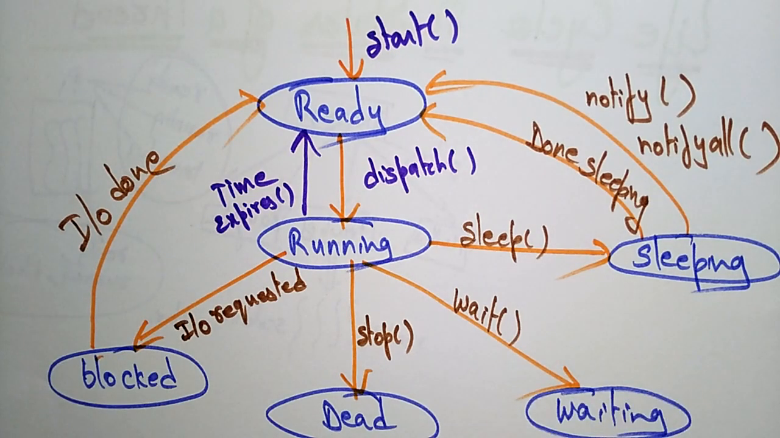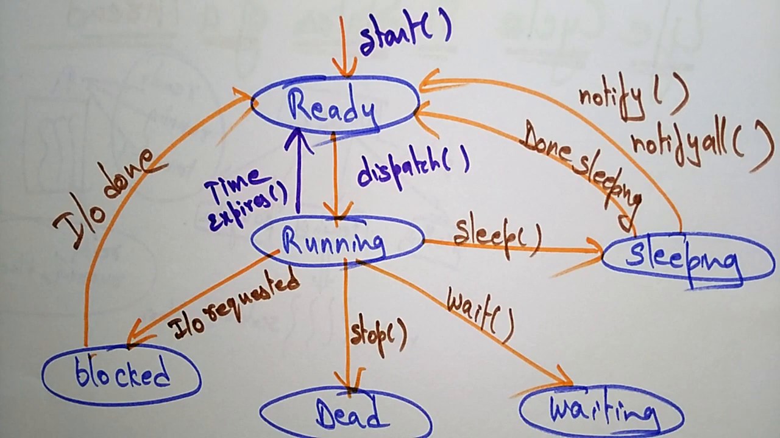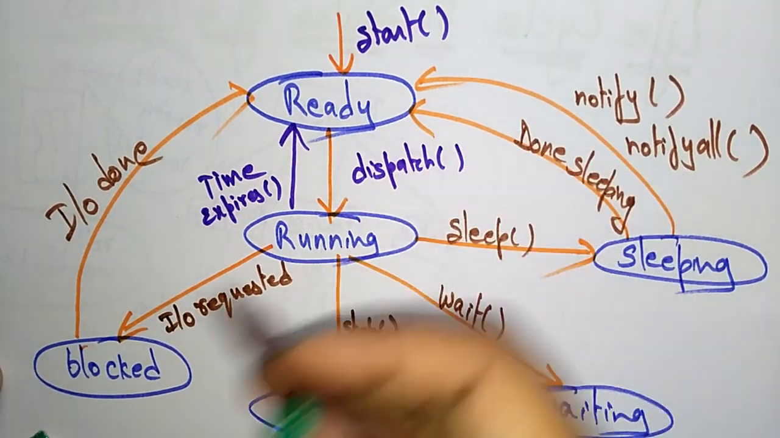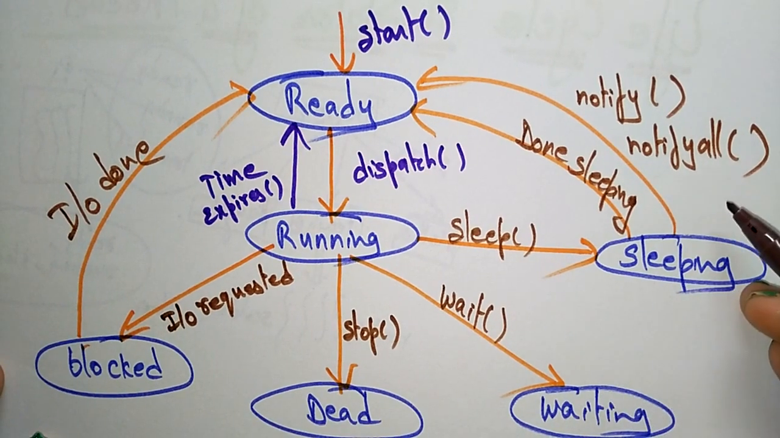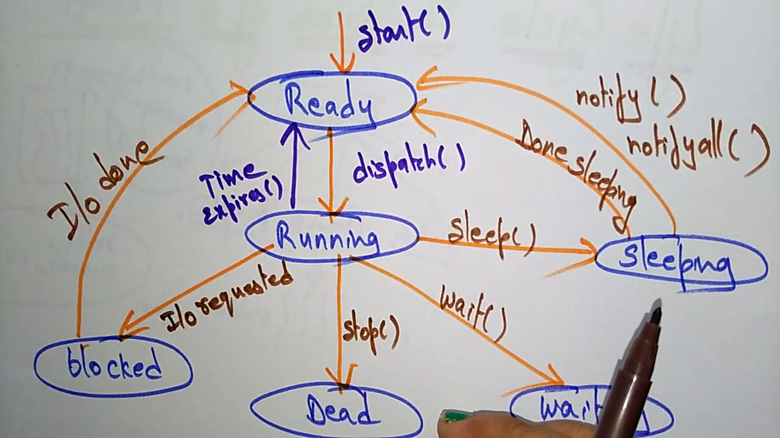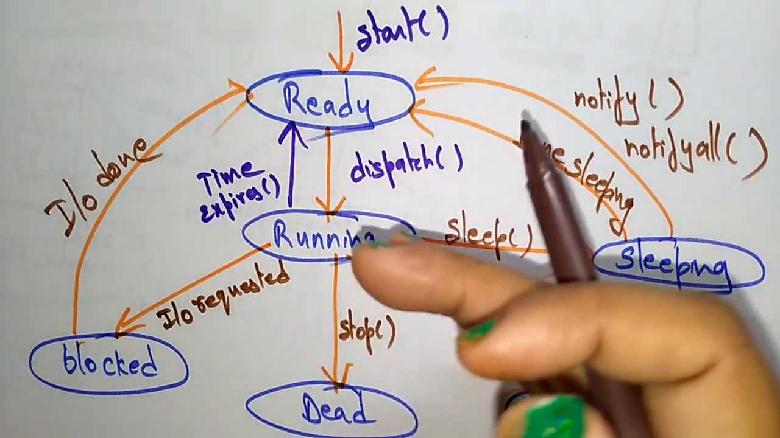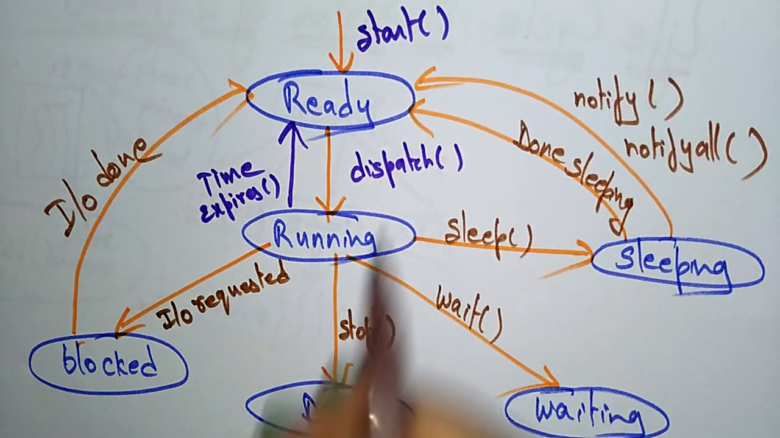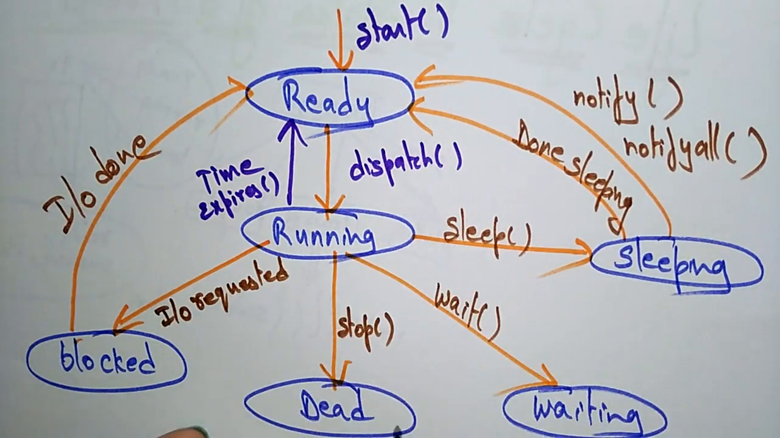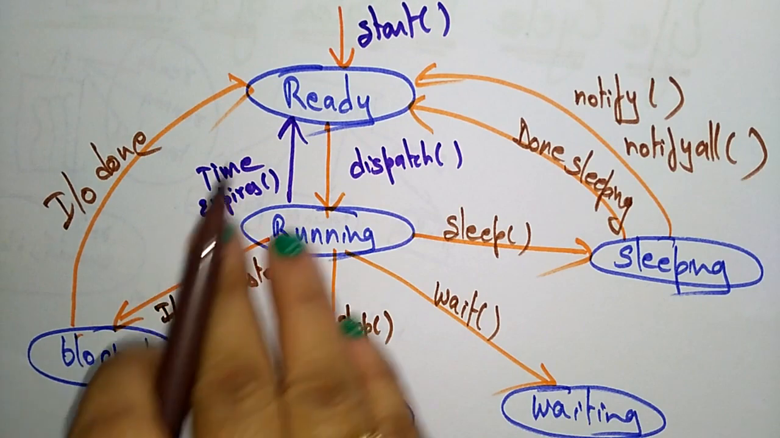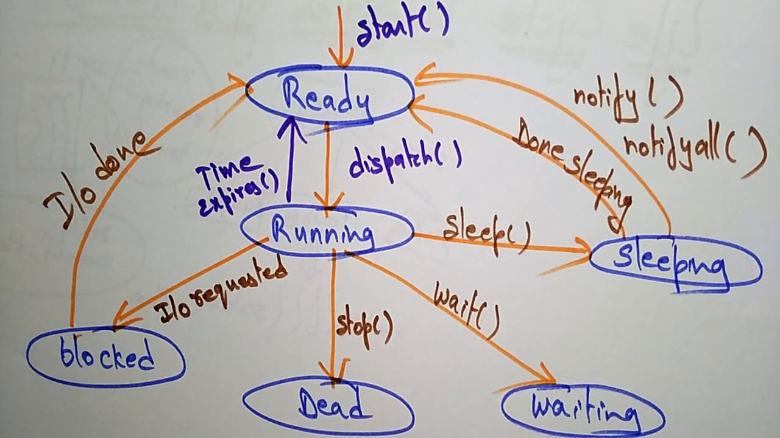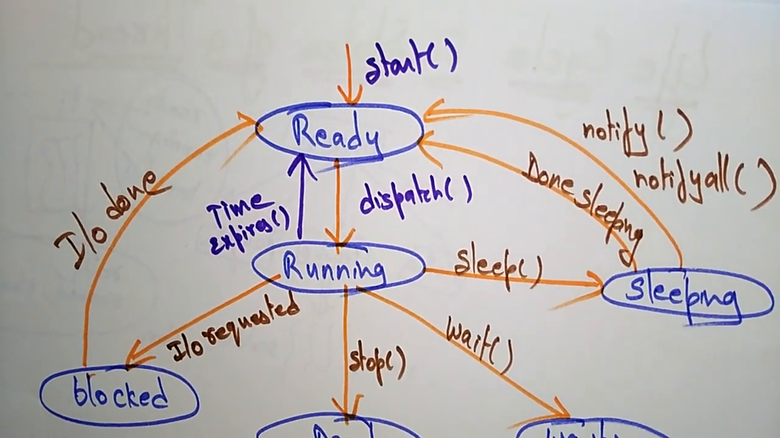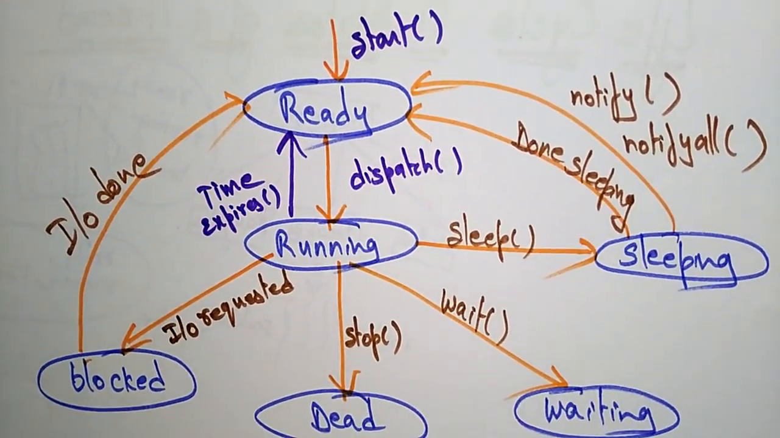So this is the life cycle of a thread. It has different states: ready, running, blocked, dead, waiting, and sleeping. Based on the operations given by the thread, it changes its states. Whenever it is dispatched, it changes from ready to running. Whenever it sends a stop, it comes to dead. When IO is requested, it is blocked. If wait is called, it comes to the waiting state. If sleep is called, it comes to the sleeping state. So this is about the life cycle of a thread. Thank you.